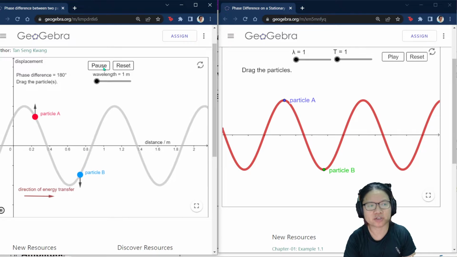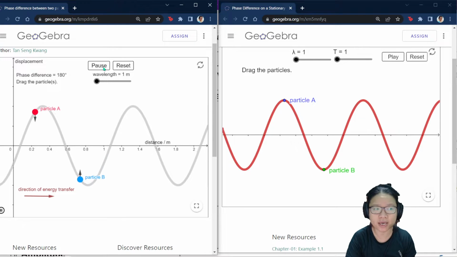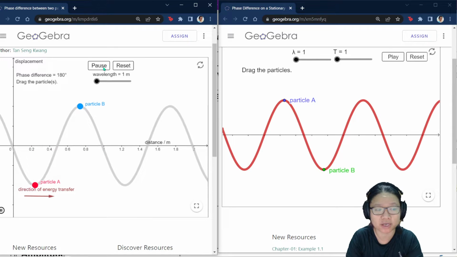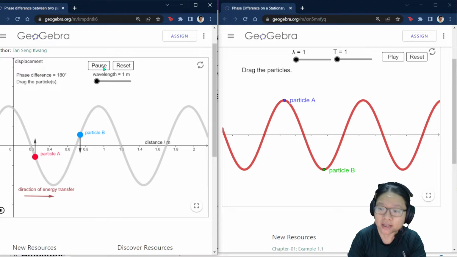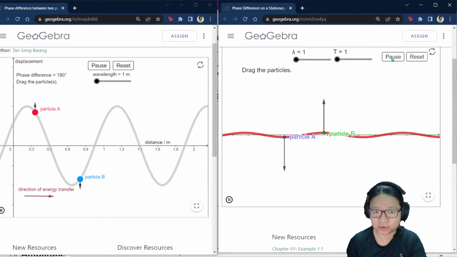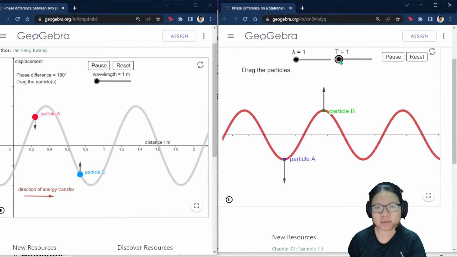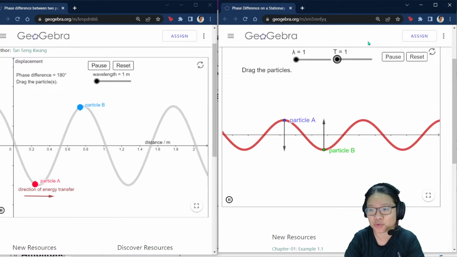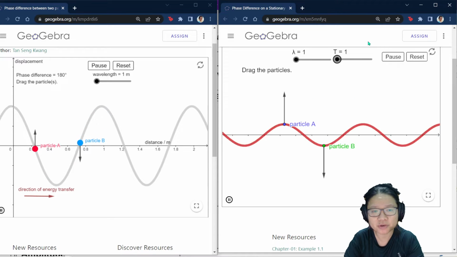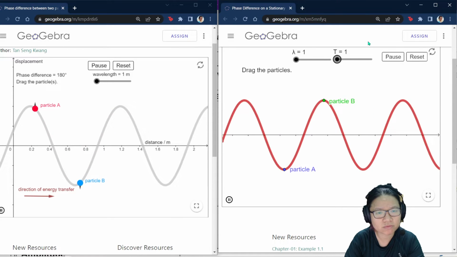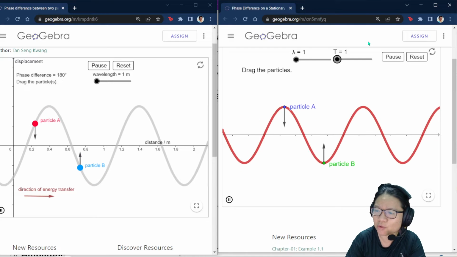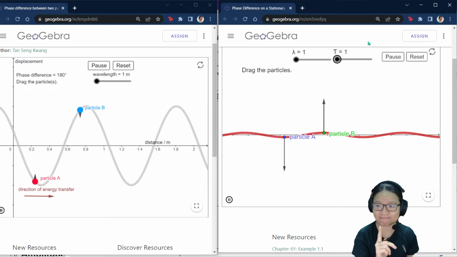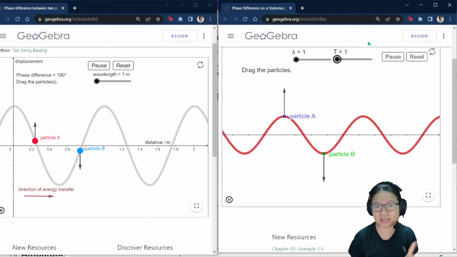What we are looking at is actually two wave particles, okay? And then we are comparing their phase relationship, and this is what we call anti-phase because they are always moving in the opposite direction. Now let's check out the one in red. The one in red is actually a stationary wave. So it's not as fast, but then you realize that particles A and B are also always in opposite directions, right? So for both waves, the particles are always in opposite directions.